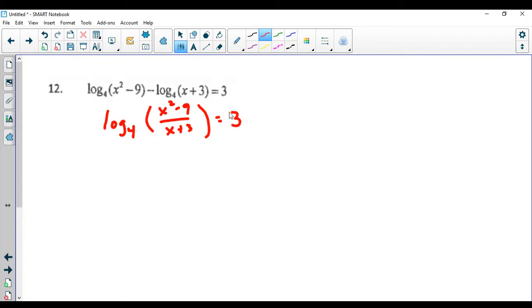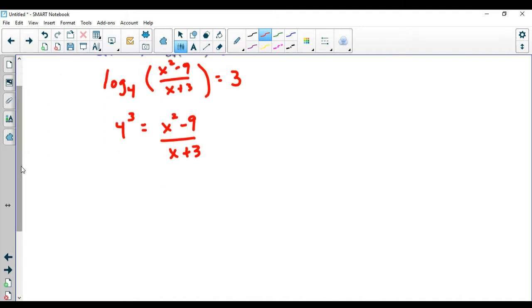All right, I've got the log on one side, but not on the other. So I'm going to do a rewrite at this step. My base is 4. Log equals exponent, so that's 3. And that equals this x squared minus 9 over x plus 3. All right, so now I don't even have to worry about the log part. All I'm worried about is solving this equation.